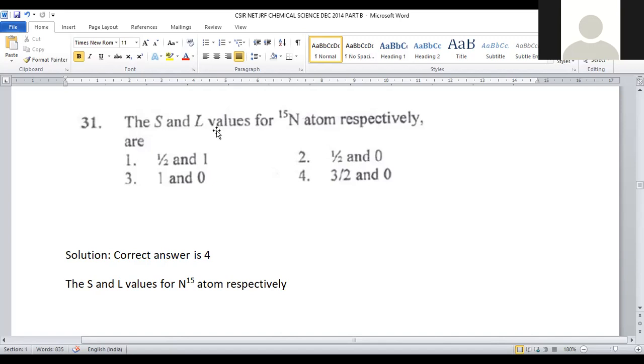Then only we can find what S is, what L is, right? S is nothing but the spin quantum number, and L is nothing but the azimuthal quantum number. These two are to be predicted for the nitrogen-15 isotope. Even though it is nitrogen-15 and somewhat tricky in nature, we should not get confused, because we are not going to change the number of electrons. Isotopes are considered only with neutrons, and neutrons will not play a role in the S and L values, right?